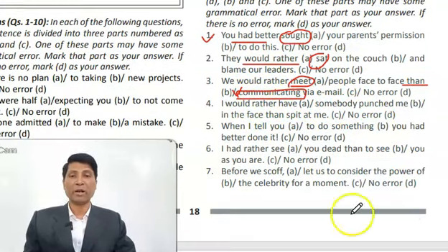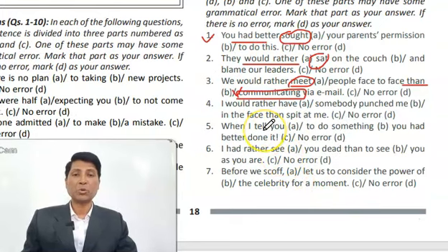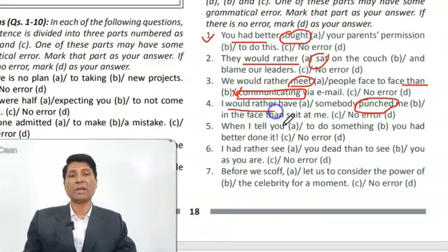Look at question number 4 now. I would rather have somebody punched me in the face than spit at me. Again, you can see here the given verb is in the past form. It should be punch because would rather has been used before it. And we have studied that had better, would rather, sooner than, rather than are followed by the bare infinitive, that means the basic form of the verb without to.